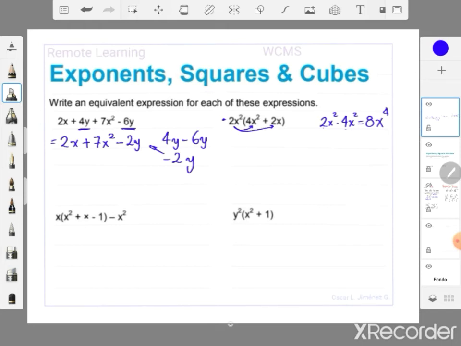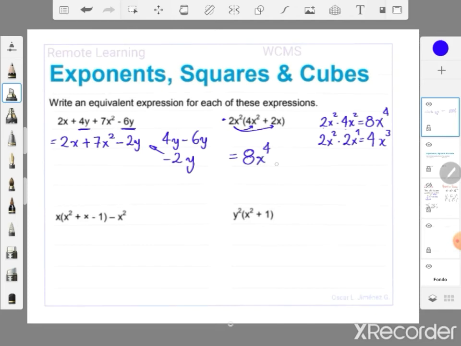Now, we are going to multiply 2x squared by 2x. Okay? So, you multiply the coefficients, 2 times 2, it is 4. You keep the variable and you add the exponents. So, what are the exponents right here? The exponents are 2 and remember 1. Okay, so what is 2 plus 1? It is 3.